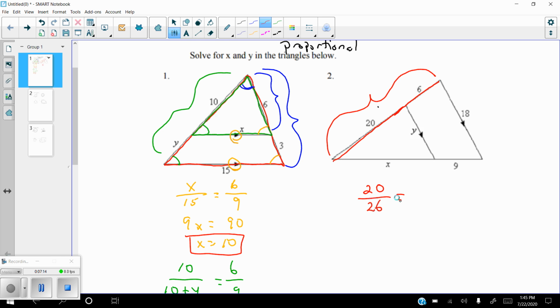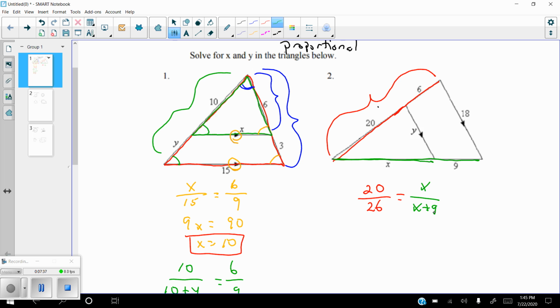Now, if I'm trying to find x, I want to find the piece right here, which is part of the smaller triangle. So that's going to go on the top. And then the larger triangle is x plus all of this, which is x plus 9.